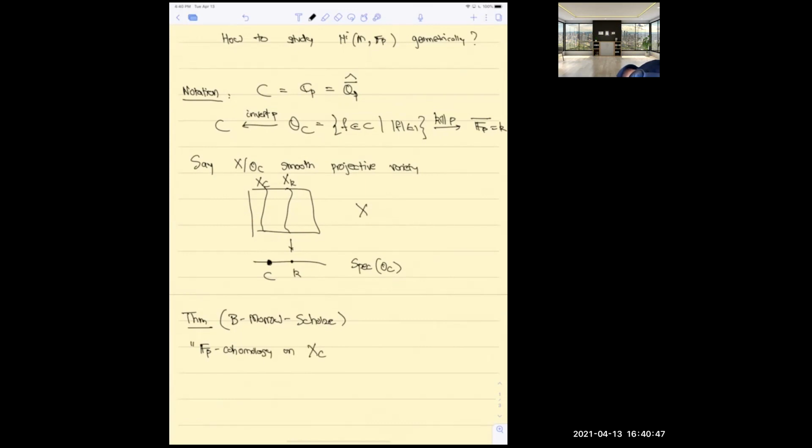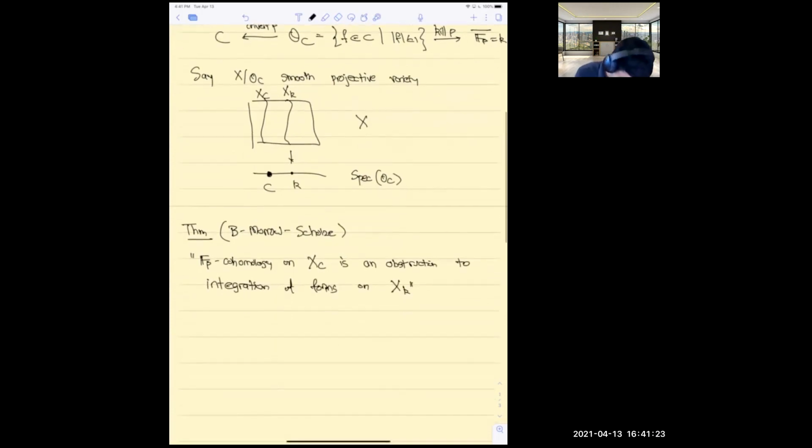on XC. So if I have a cohomology class on this complex variety XC, you can think of it as an obstruction to integration, just like over the complex numbers, but it's not an obstruction to integration in characteristic zero. It's an obstruction to integration in characteristic P. So more precisely, it's an obstruction to integration of forms on Xk. And so the precise statement is the following. The precise statement is that there's a dimension inequality.